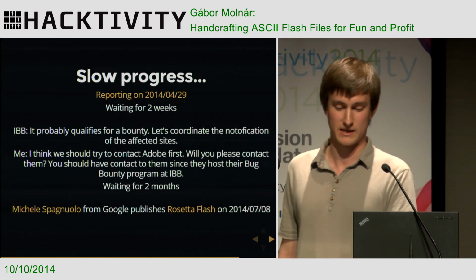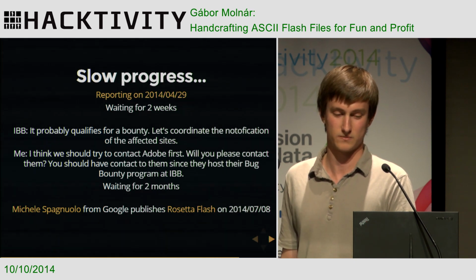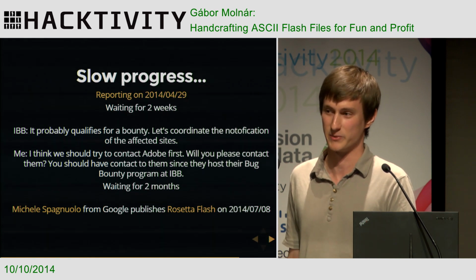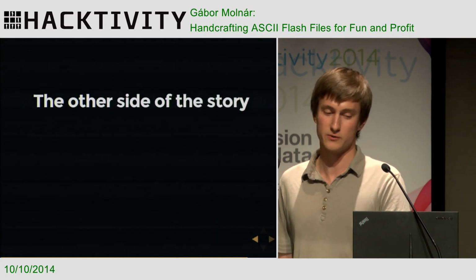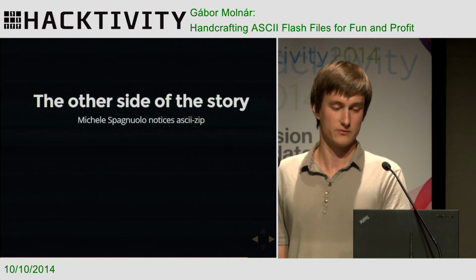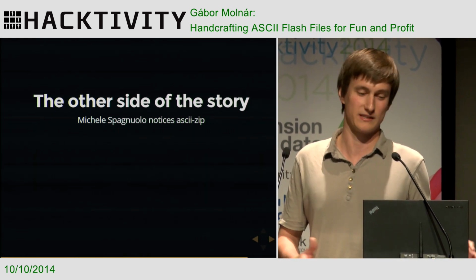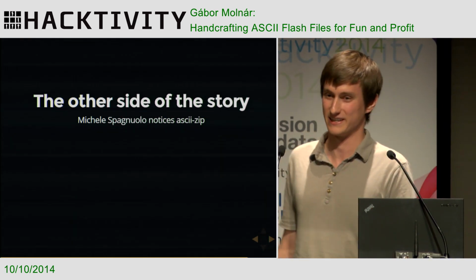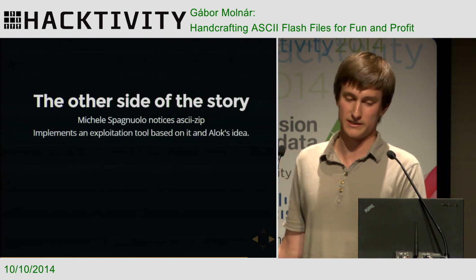Then I saw an article by Michele Spagnuolo from Google, who published exactly the vulnerability that I published, and I saw that he actually used my idea, using the same Huffman table. This is how he got the information. He actually noticed the ascii-zip project, which I published, thinking that nobody would care about it. Who cares about an ASCII-based zip compression algorithm? But he actually did read it.